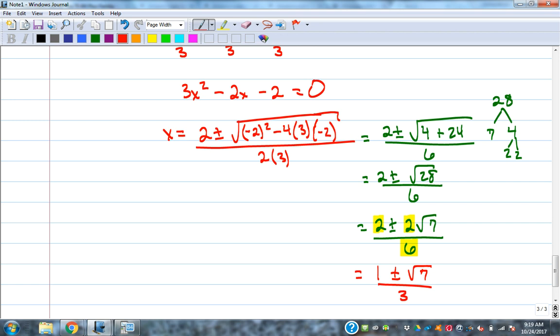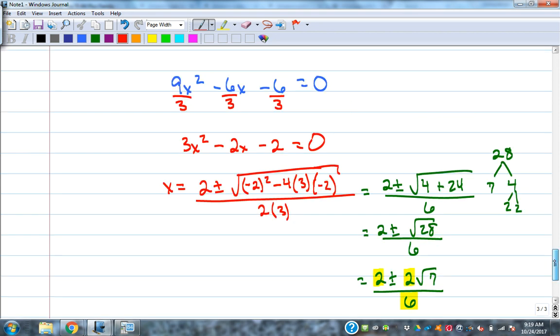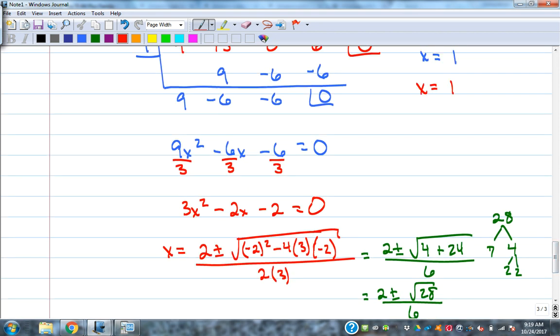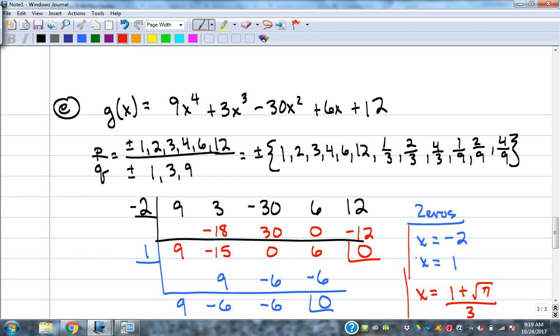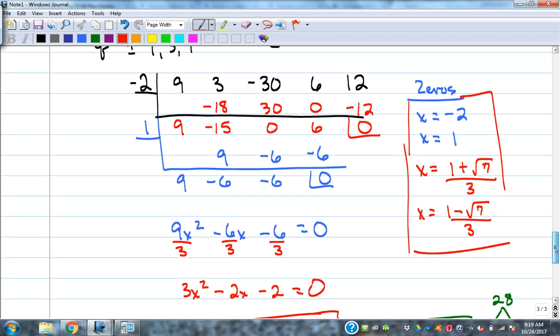Rational zeros are nice, easy, good-looking fractions or integers. Those are rational zeros. So the other two zeros are x equals 1 plus the square root of 7 over 3, x equals 1 minus the square root of 7 over 3. Those are the other two places where it crosses the x-axis. So we had two rational zeros and then two that weren't rational because they still had the square root in them. That's what makes them non-rational.